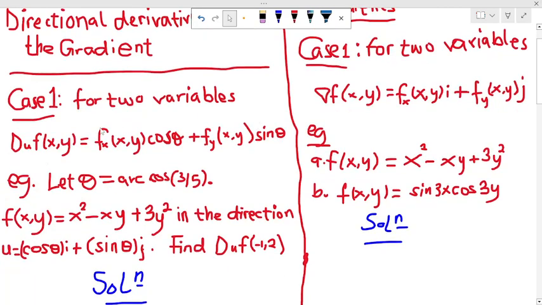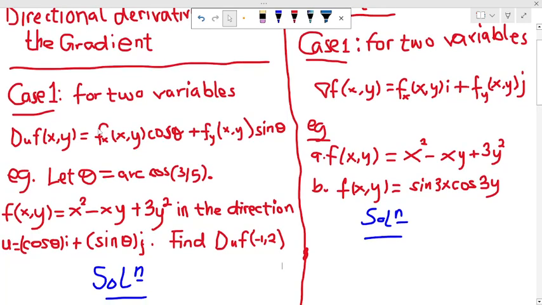Now with directional derivative, let's consider an example. But first of all, the above equation is a general equation to find the directional derivative. This equation is defined as fx of xy cos theta plus fy of xy sin theta. Our theta is the angle, and our angle will always be given. So now with our general equation, let's consider an example.